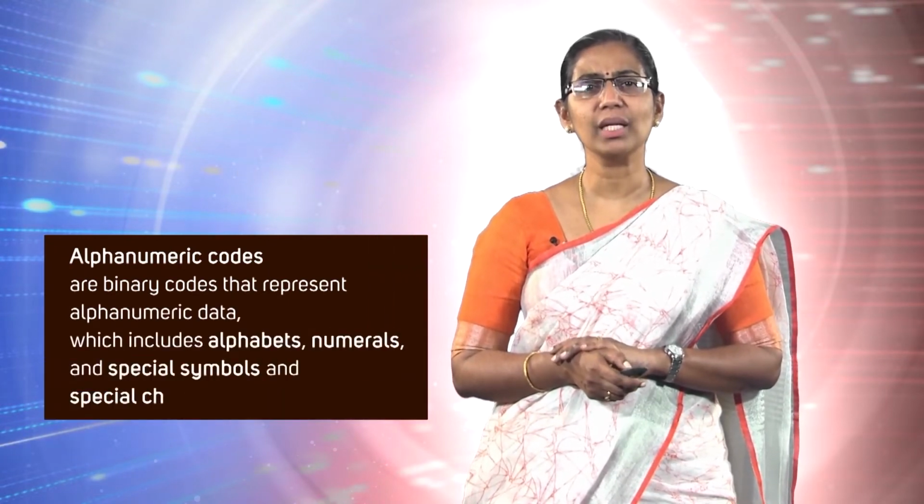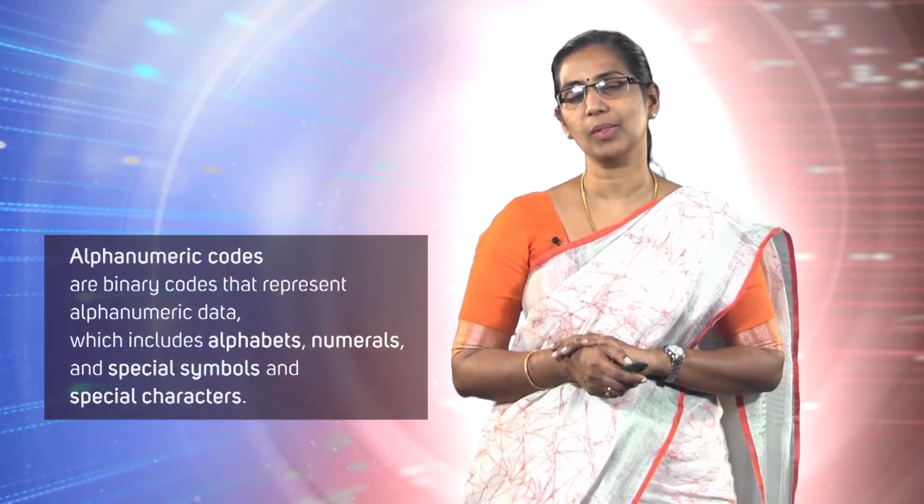Alphanumeric codes are binary codes that represent alphanumeric data, which includes alphabets, numerals and special symbols and special characters. For representing an alphanumeric data, we need codes for at least 26 alphabets and 10 decimal digits, a total of 36 at the minimum. Then we have to go for a 6-bit binary code representation, because using 5 bits maximum of 32, that is 2 raised to 5, 32 codes can only be generated. So, we move to 6 bits representation with 64 binary combinations.